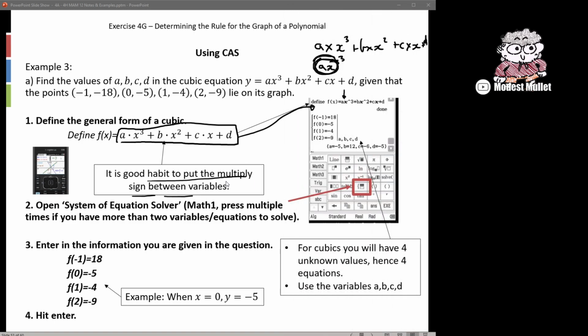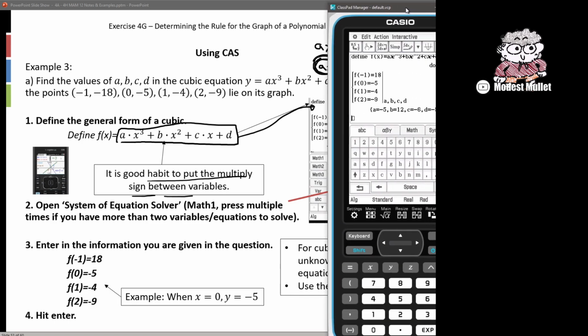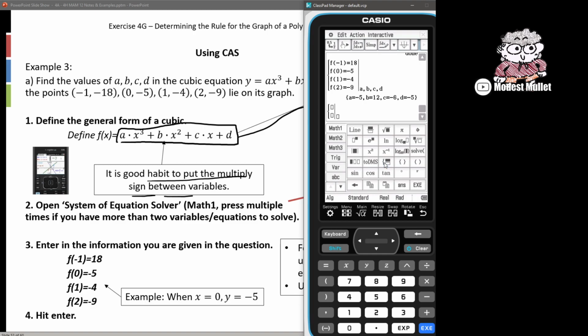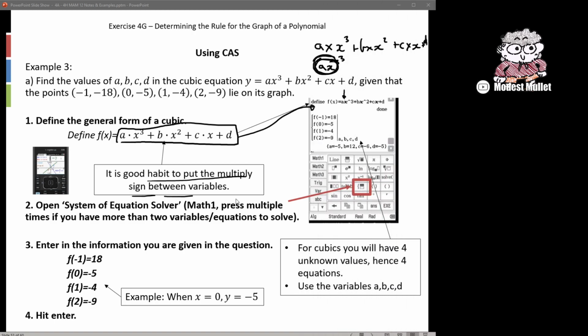And then what you do once you have that, okay, we've got our function defined, you need to then use your system of equation solver. So that is in Math 1, and it's that button there, and it gives us 2. It's the simultaneous solver, but if I press it again while in it, it turns into a 3 equation, press it again, turns it into a 4 equation. So you want to press that button and then press it more times if you have more variables to solve for, and then we enter our information into it.